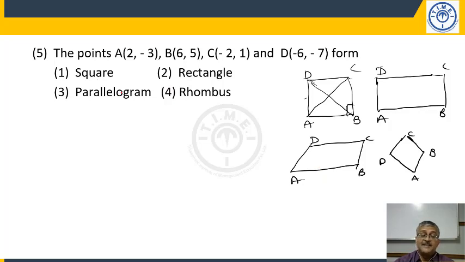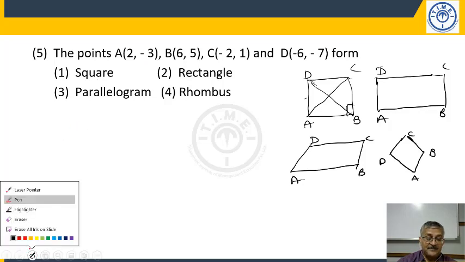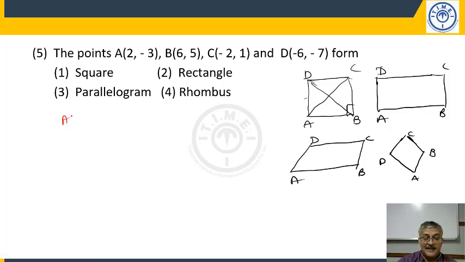So obviously, in all the four figures, AB is always equal to CD and BC is always equal to AD. So what we have to do is simply calculate the AB length and BC length. If these two are equal, then we can say that it definitely forms either a square or a rhombus. If these two are not equal, definitely it forms a rectangle or a parallelogram.